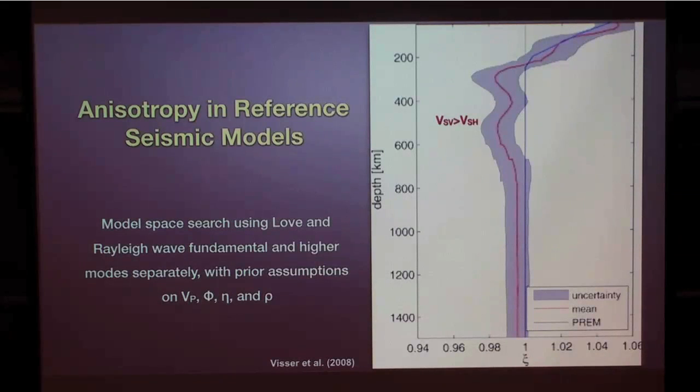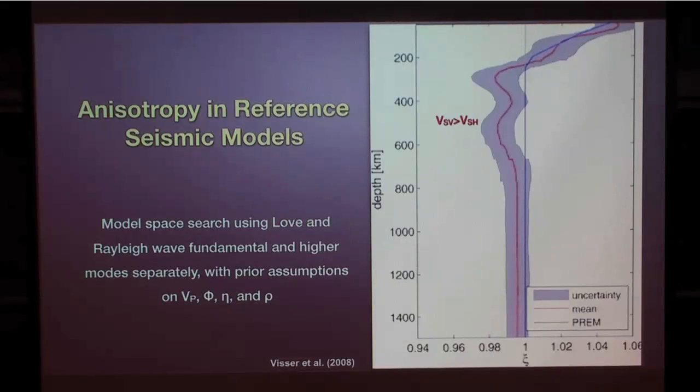Oh yes, I have this slide to show that the Visser model was based, as opposed to all the other ones that were coming from regularized inversions, on a model space search. If you remember Vet's talk, he talked about this type of methods. So they had uncertainties on their models, and even including uncertainties, their data was showing that VSV is larger than VSH.